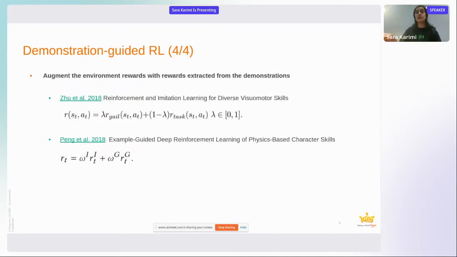The third use case, which some of the papers that I mentioned here worked on, is the idea of building a reward function from the demonstration data. And they use different techniques for combining this reward function with the reward that they get from the environment.